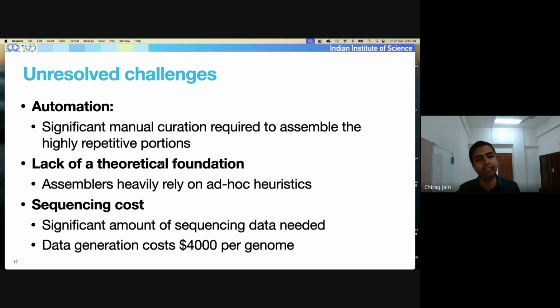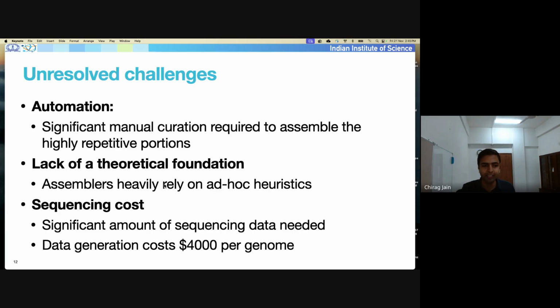The second unresolved challenge is a lack of theoretical foundation. The current genome assemblers heavily rely on ad hoc heuristics, which don't offer any theoretical guarantees. This has been an open problem for many years. The practical solutions that we have for genome assembly heavily rely on heuristics because the input data is so large, and the algorithms that are provably good either make false assumptions or do not scale to that amount of data.